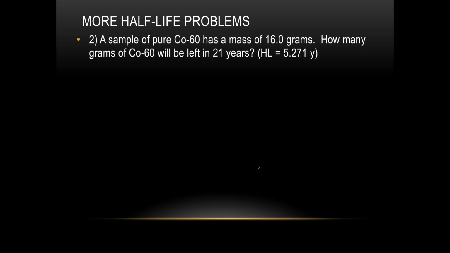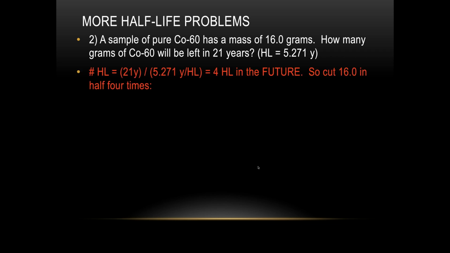Well, let's say we have a sample of pure cobalt-60 and has a mass of 16 grams. How many grams of that sample will still be made of cobalt-60 in 21 years? The half-life is 5.271 years.